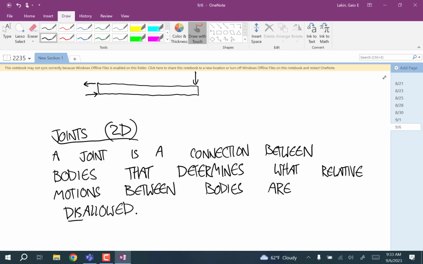How many degrees of freedom would this body have if it wasn't connected to the joint? Let's think of the whole thing as a rigid body to start with. It could move along one axis that we choose. It can move perpendicular to that axis. So that's 2 degrees of freedom. And it can rotate in the plane. So it has 3 degrees of freedom. That's the starting point.